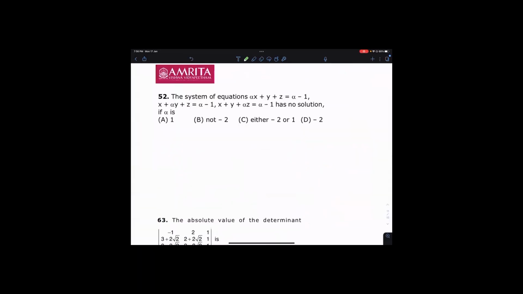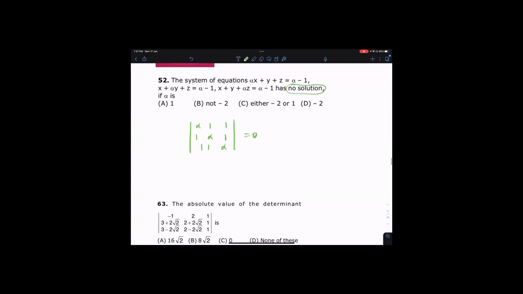Now what they have given is 3 equations and they are saying no solution. If they give no solution or if they give infinite solutions, only one thing you have to do. Det of the coefficients: alpha 1 1, 1 alpha 1, next one is 1 1 alpha. This must be 0. Now, if you simplify, alpha into (alpha square minus 1) minus 1 into (alpha minus 1) plus 1 into (1 minus alpha), we'll get alpha cube minus 3 alpha plus 2 equal to 0.